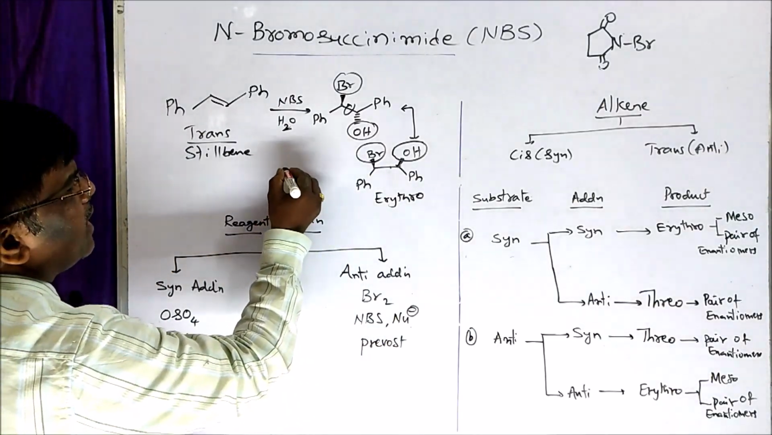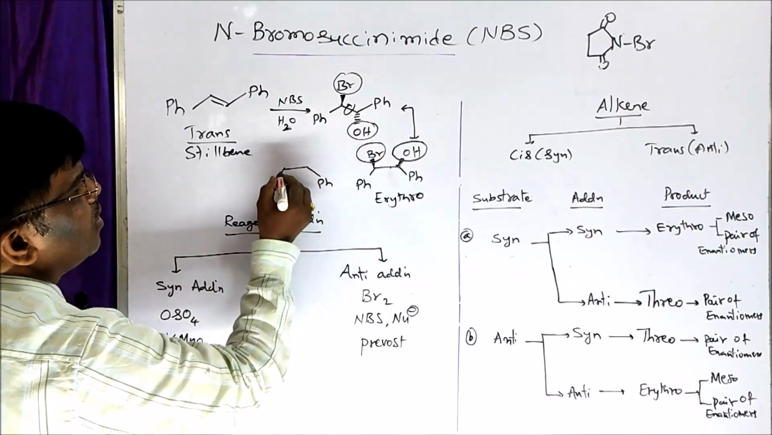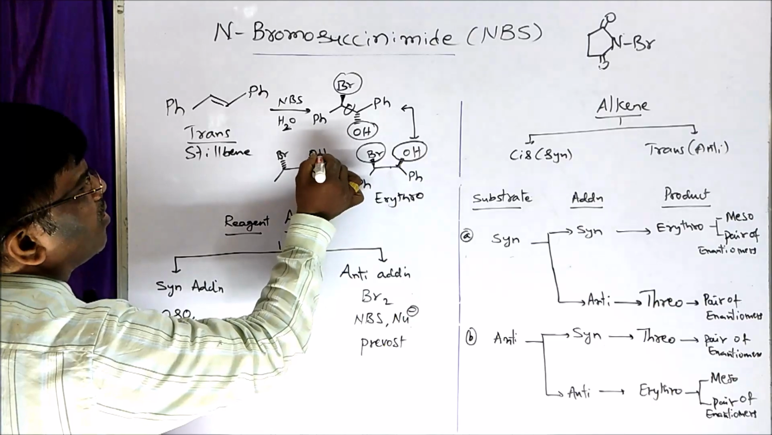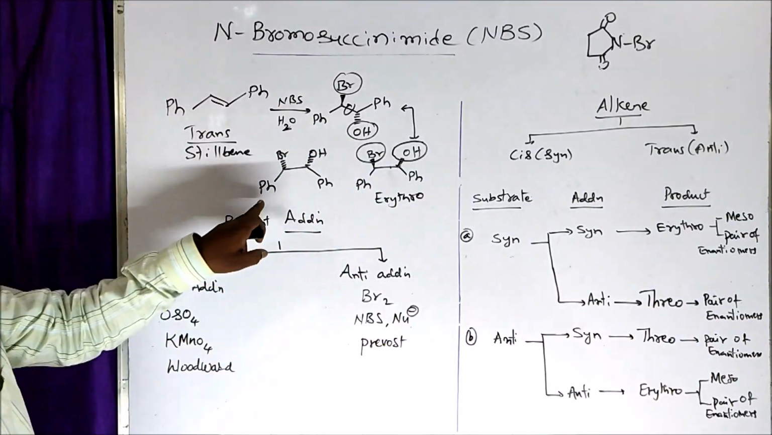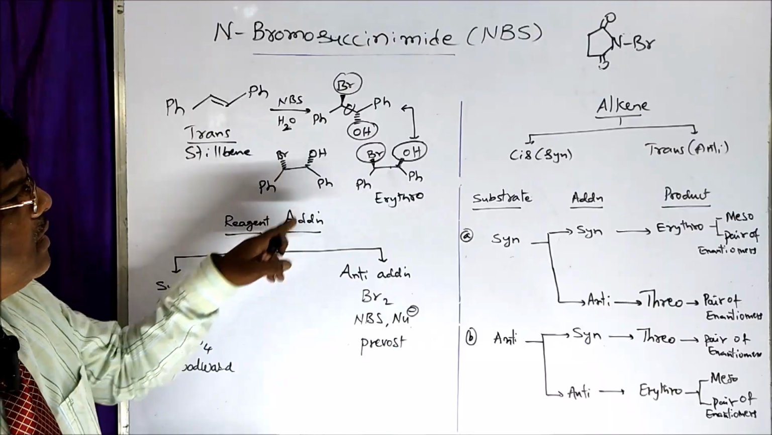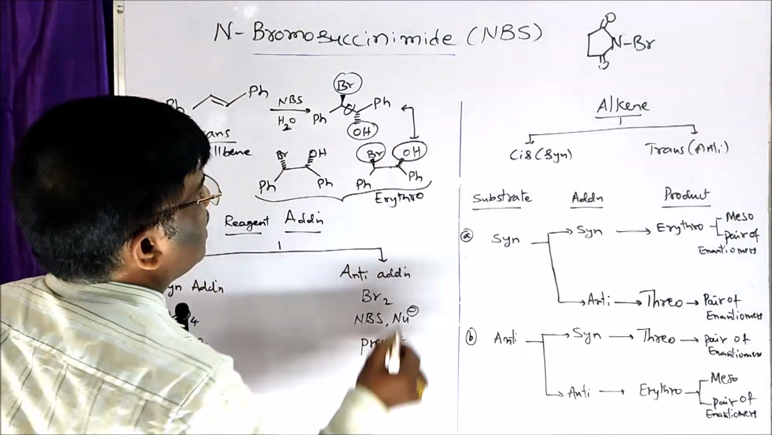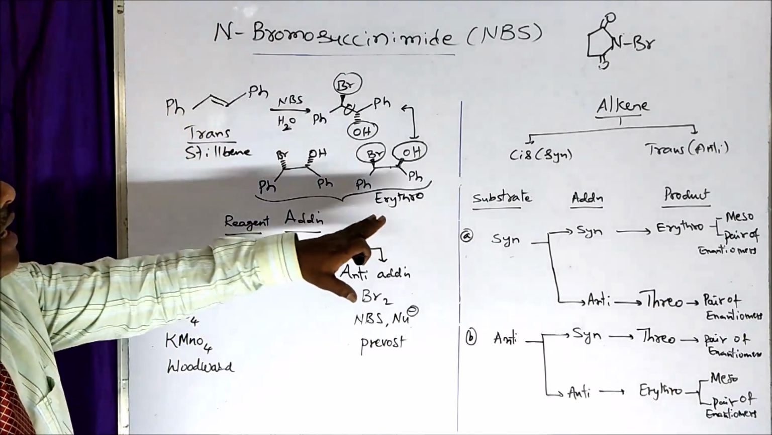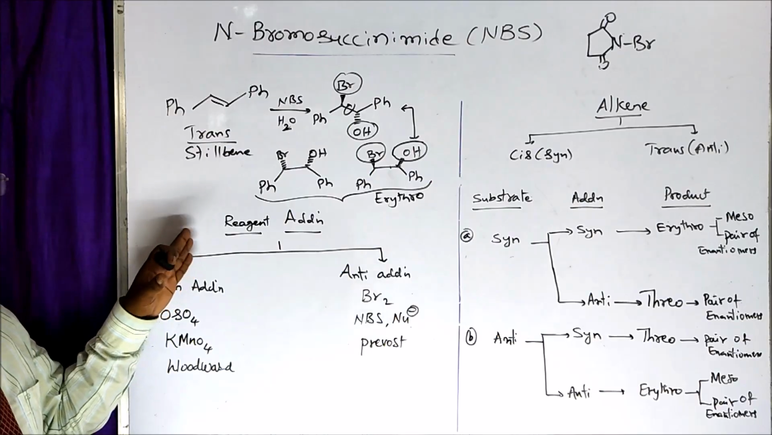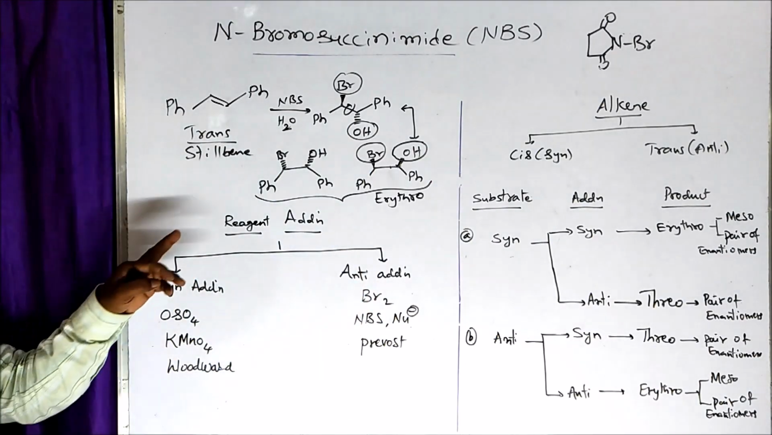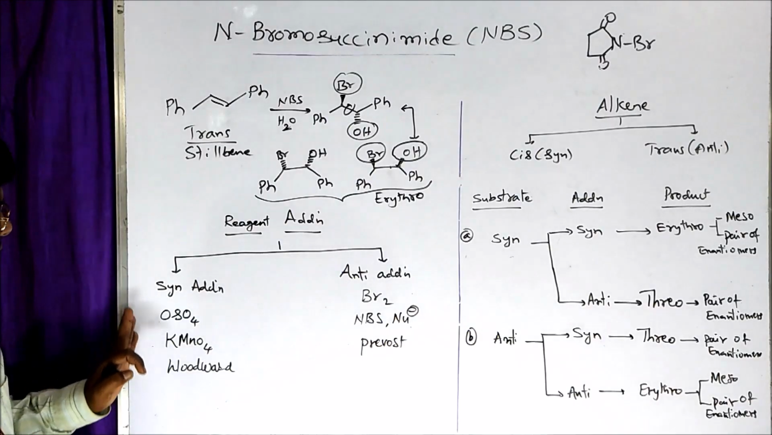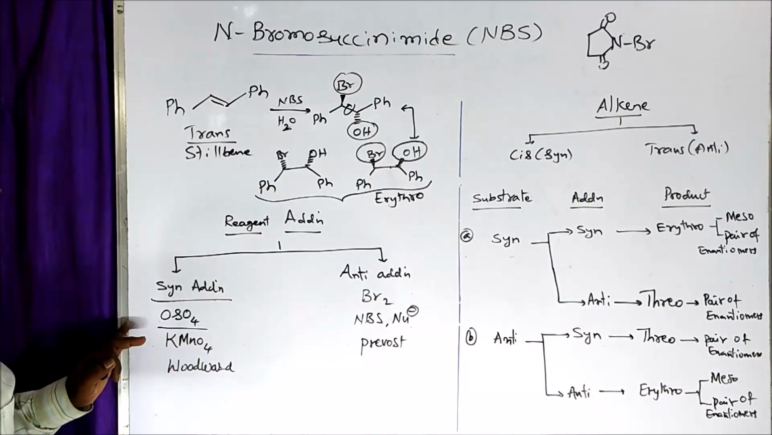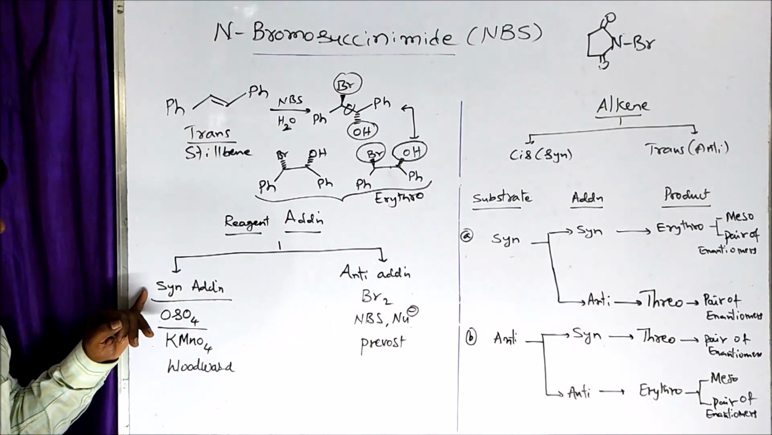What is the other pair? Yes, you can expect this also: bromine and here hydroxy. So these two are erythro compounds, and these two are enantiomers of each other. Dear students, it is very clear: trans starting material, trans addition, erythro compounds. There are other reactions where you can expect similar products. So let us take some addition reactions. Syn addition: yes, you can do syn addition using osmium tetroxide dihydroxylation. So osmium tetroxide is a syn addition reaction.